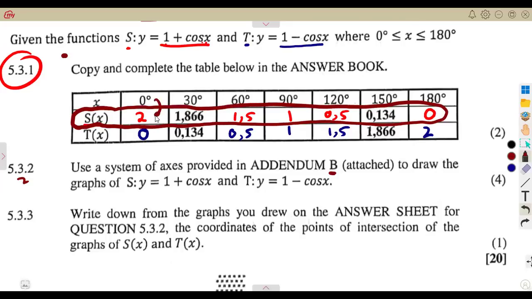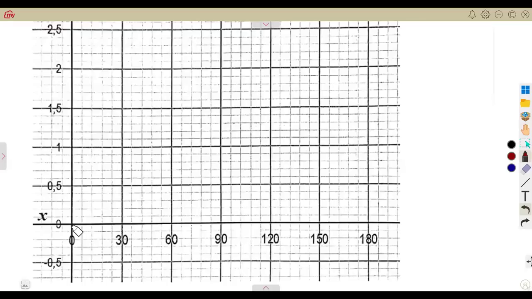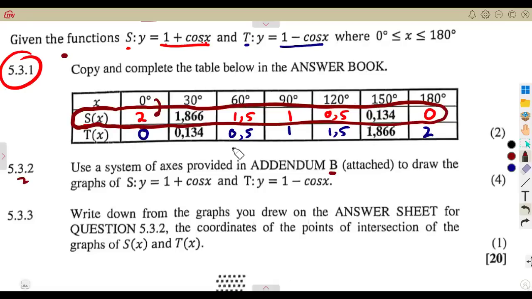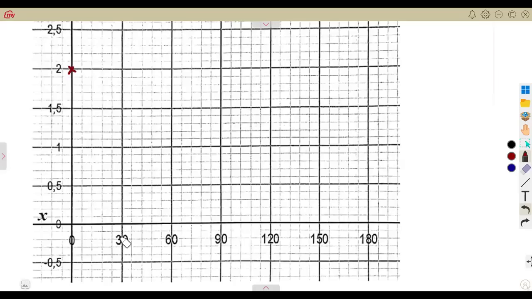So that's 0 versus 2. All right, gonna mark 0 versus 2. When x is 0, y is gonna be 2 here. The other one, it's 30, but look at that decimal, it's gonna be complicated, 1,866 like that. So just mark it at 1,8 according to our scale.